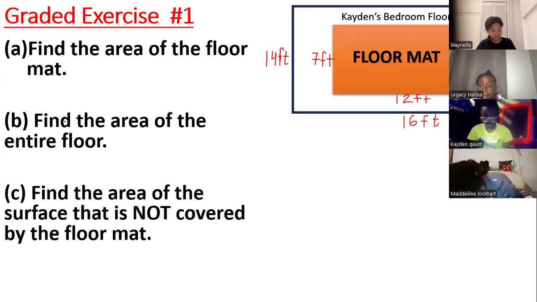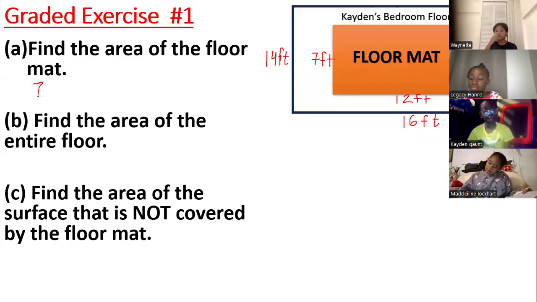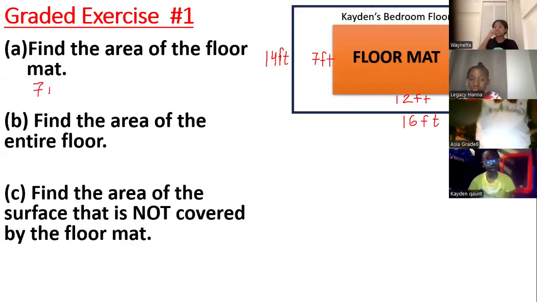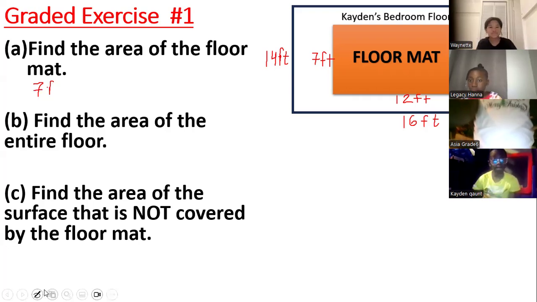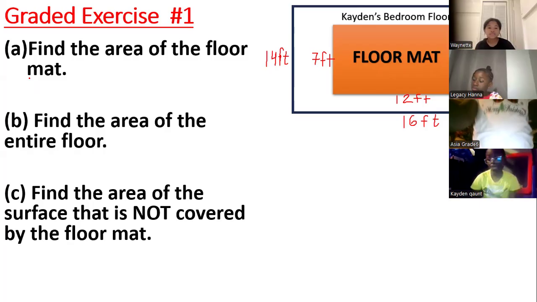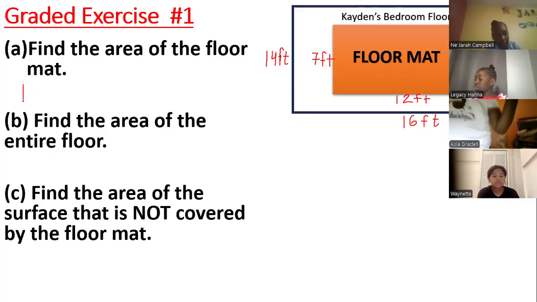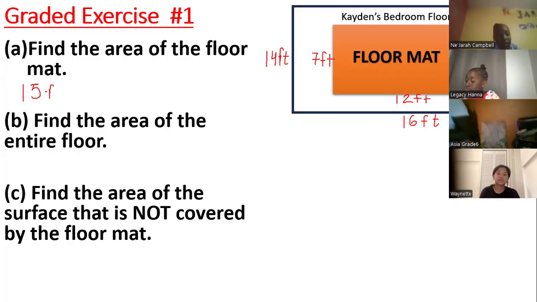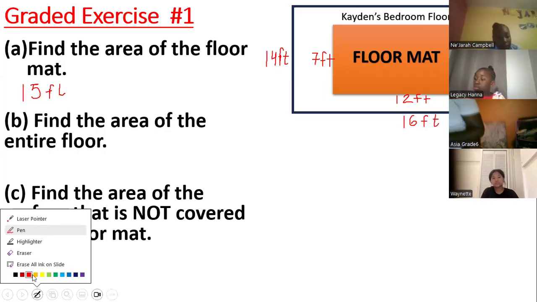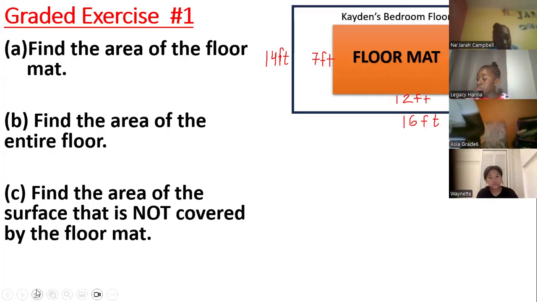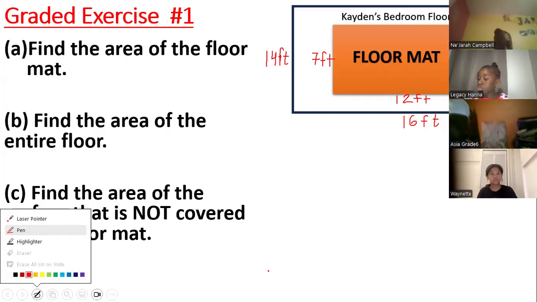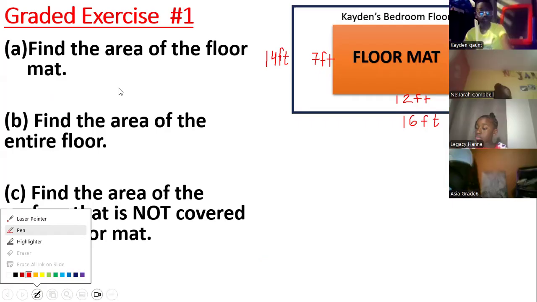Okay. So for the area of the floor, what do we have to do? We have to multiply what? For the area of the floor, what do we have to do? We have to multiply. We have to do length times width. So it's not 15, 16, right? It's going to be 12 times 7. That's correct.